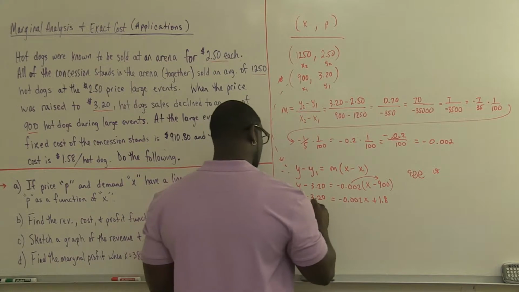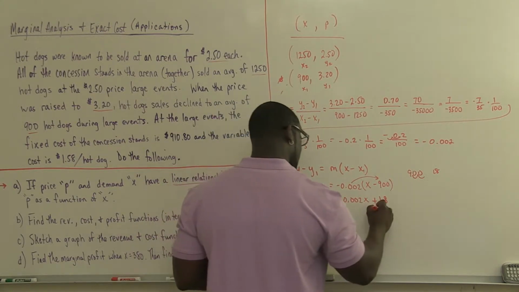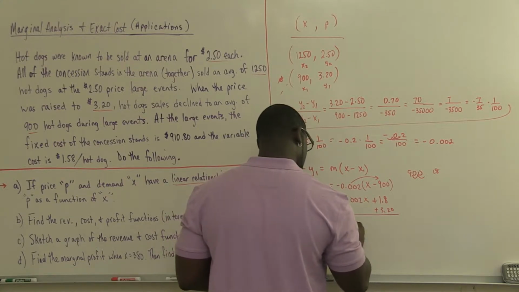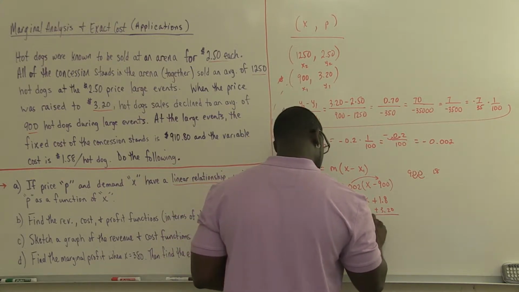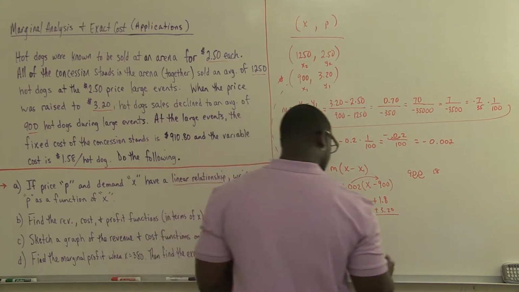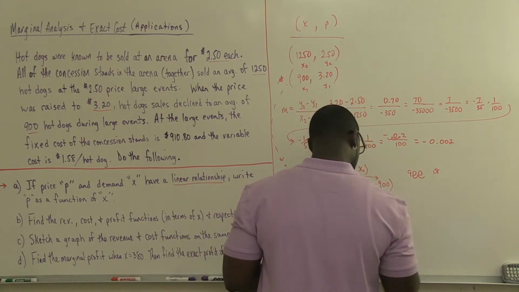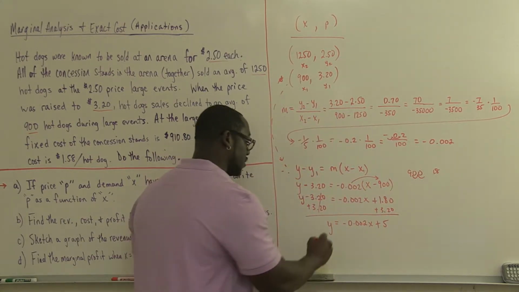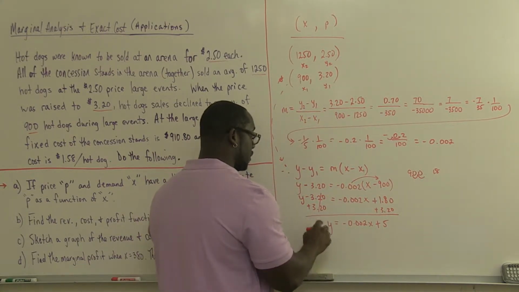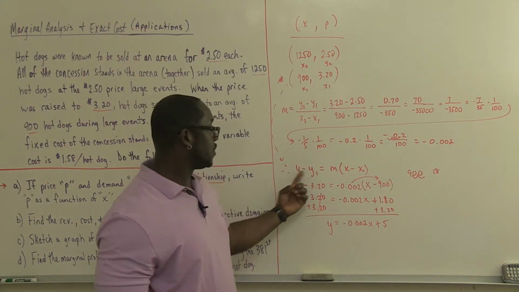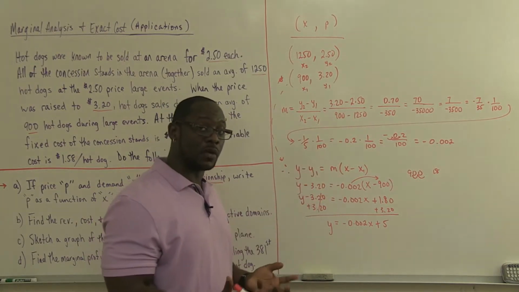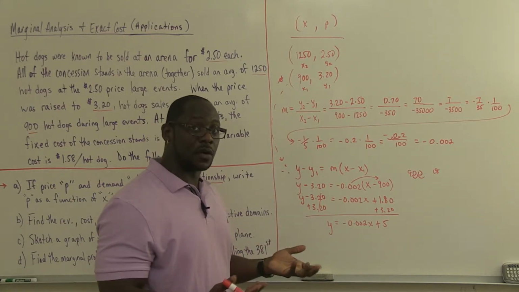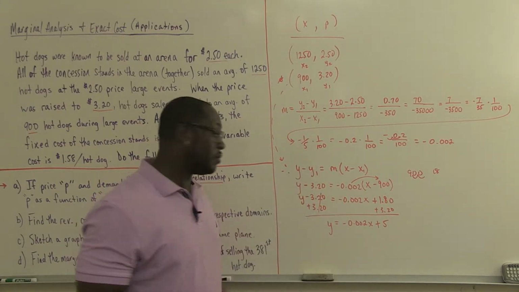And then from here, we'll add $3.20 to both sides. And if we add all that up, that should give us $5. And so this would be our equation here. And I know I did this in terms of y and x. I'm going to go ahead and change the y to p now, since we're actually talking about price versus demand.